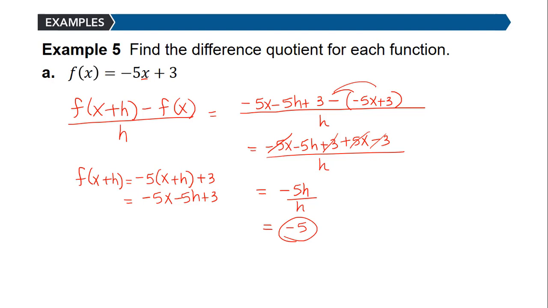And if you remember, the difference quotient was this average rate of change just framed in a different way, which is really the slope of the secant line through the points on the line. While for a linear function, that is going to be the slope of the function, which is negative 5.